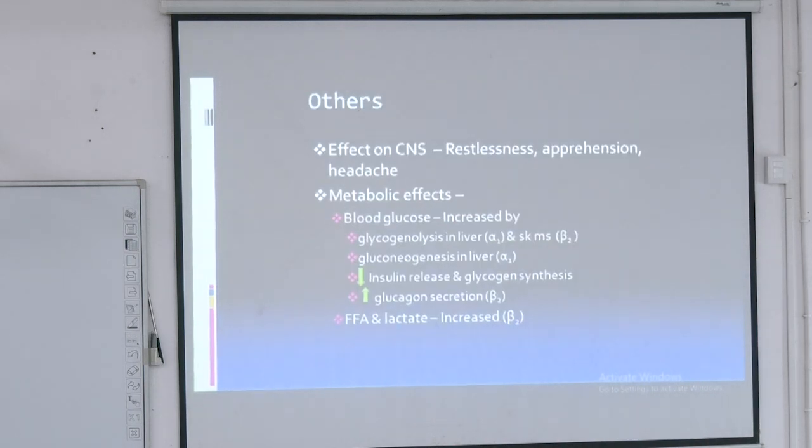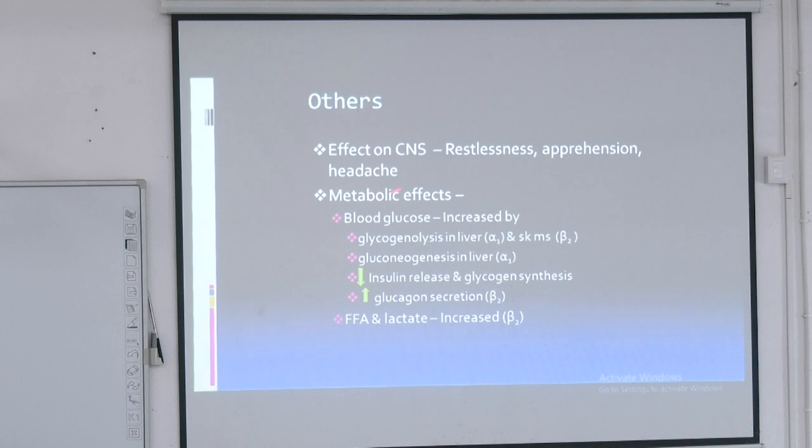CNS: restlessness, apprehension, headache. It is not due to the drug itself. It is the sequelae of the peripheral action of norepinephrine or adrenaline, that is, due to the increased blood pressure or like this.